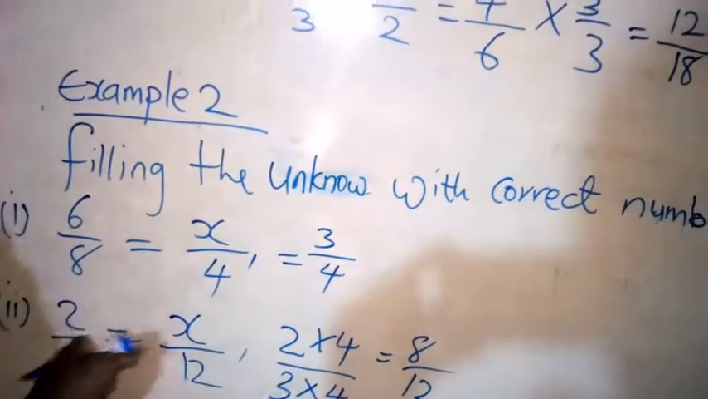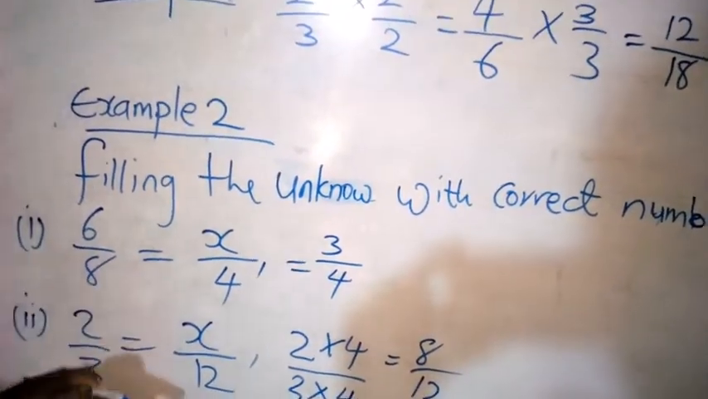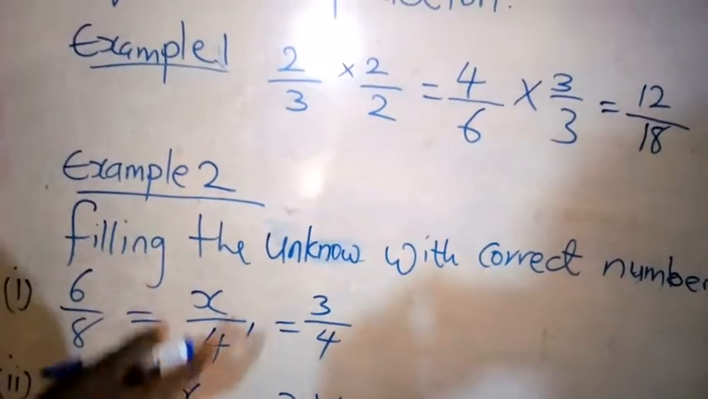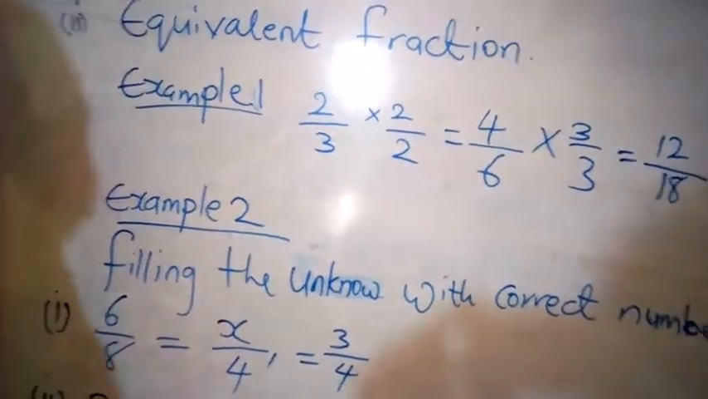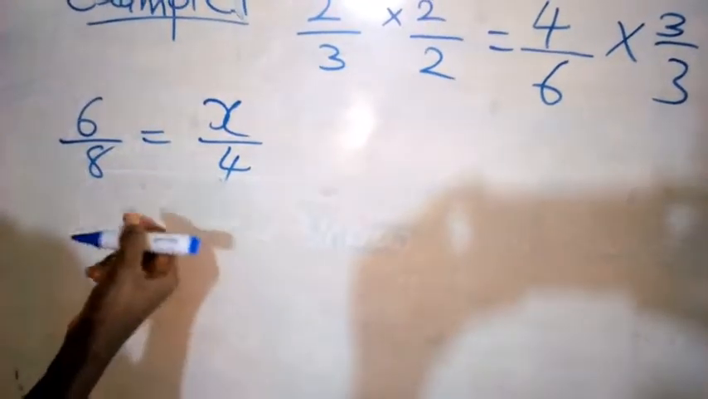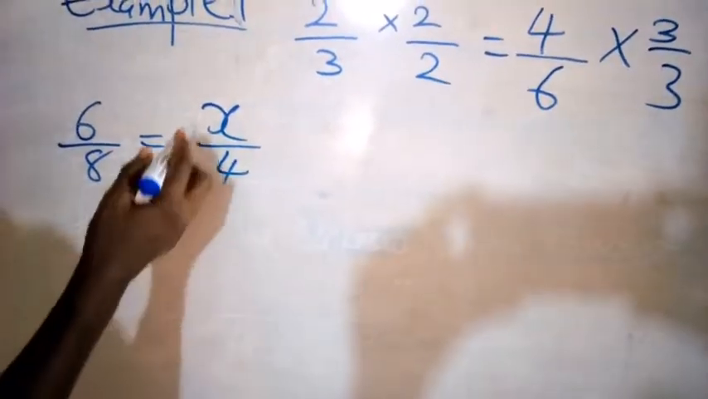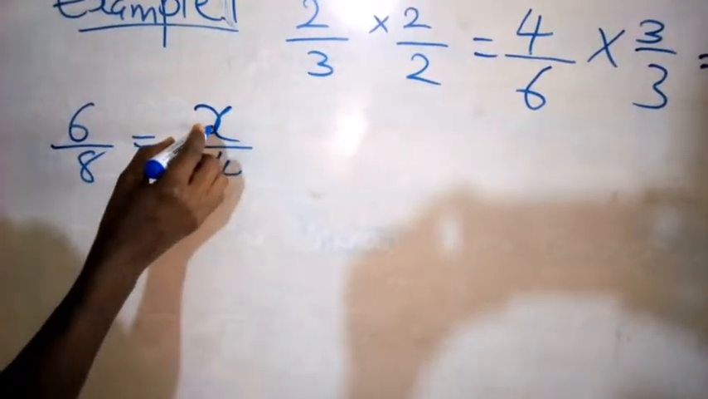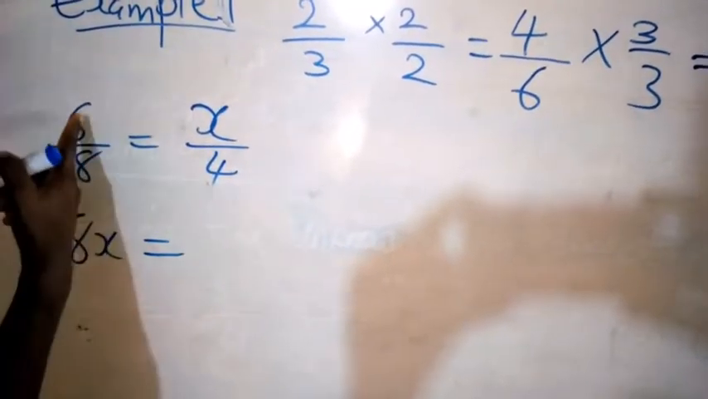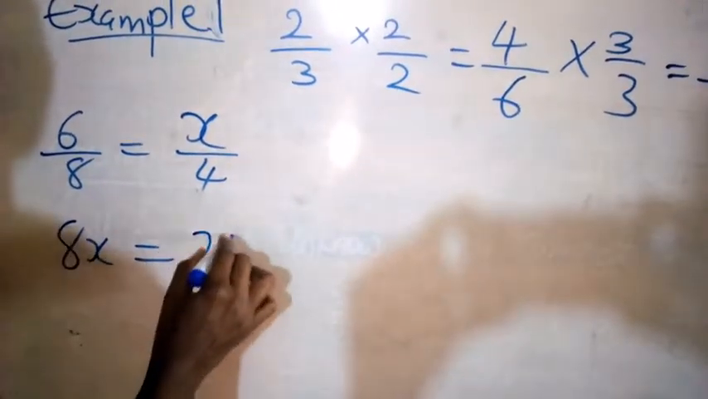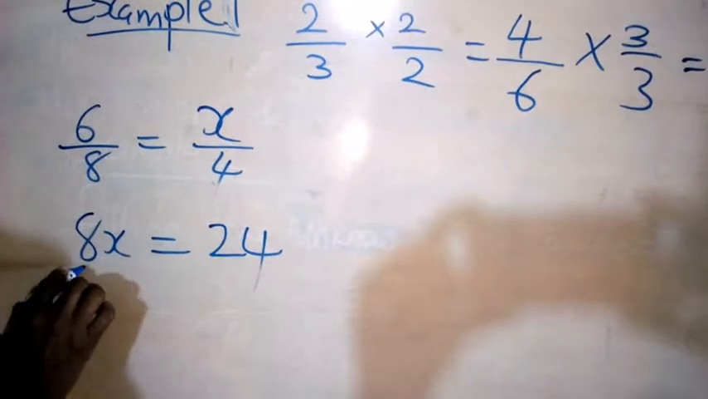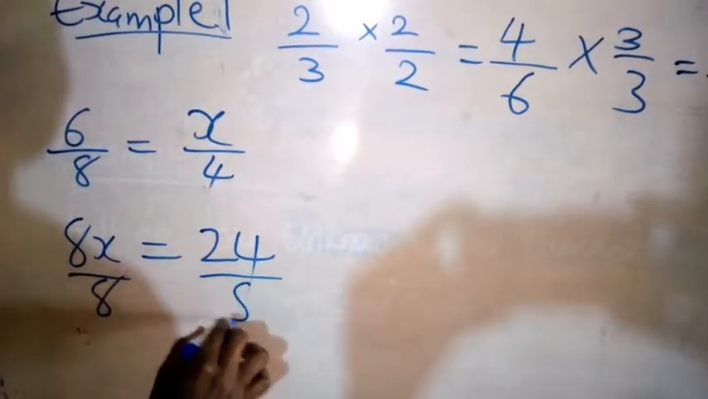There is another way by which we can arrive at this if we don't want to use the method of multiplication and division. Instead of using the multiplication method or division method, we can just use cross multiplication. We can cross multiply this by saying x times 8 will give us 8x. We bring our equal to sign here. 6 times 4 is going to give us 24. Now, we are going to divide both sides by 8 to make x stand alone.